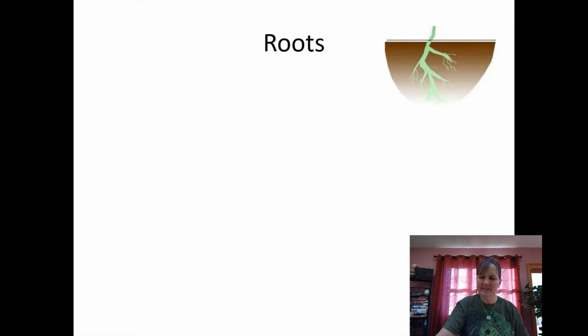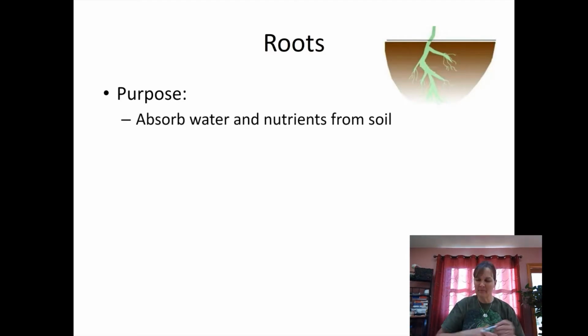Okay. What is the purpose of roots? I'll leave you for a moment to think about it. You can always hit pause. And if you have a sibling, you can quiz them or something at home as well. Okay. So here is the purpose.